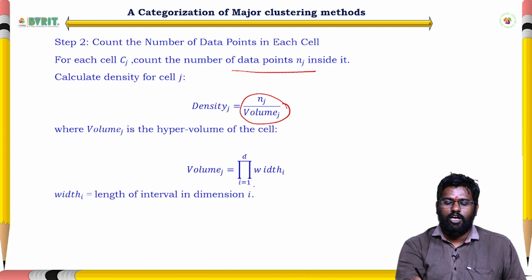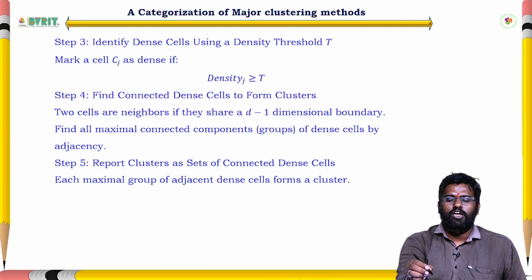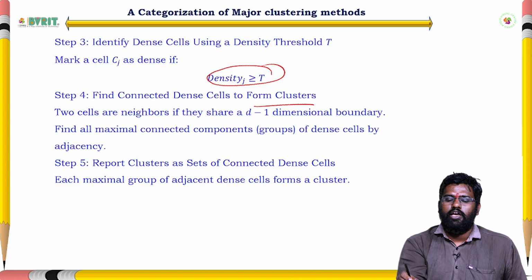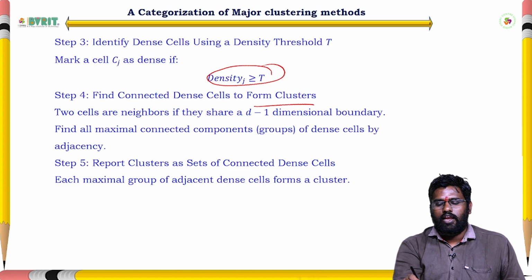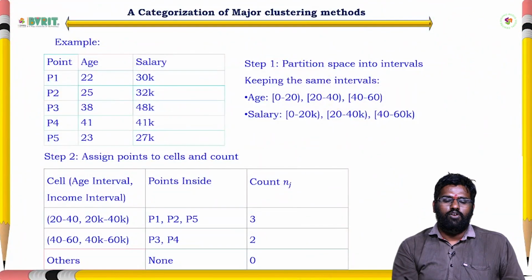So next we need to calculate volume. Volume means the width value for the given interval. Then based on this, we need to identify whether the density is greater than the threshold value, which means we need to connect the cells to form the clusters, and finally frame our connected dense cells into our set. So now I will show you with an example, you will understand.